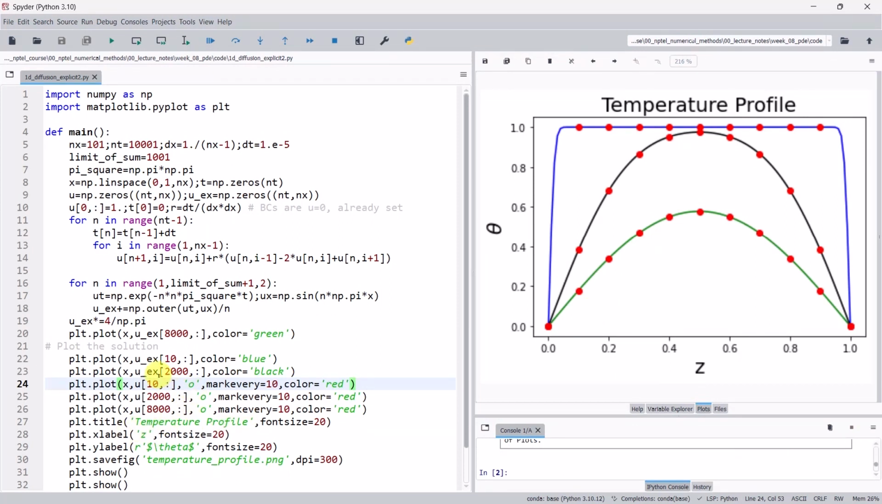Here, these uex are lines. So all three lines are the exact solution, and these dots are u at different time levels. So these red dots are our numerical solution. So clearly you can see that they are falling one over another, and that gives us confidence that the calculation that we are doing is probably all right.